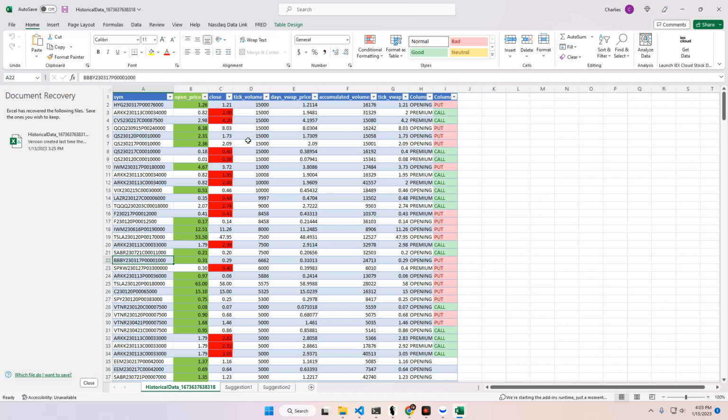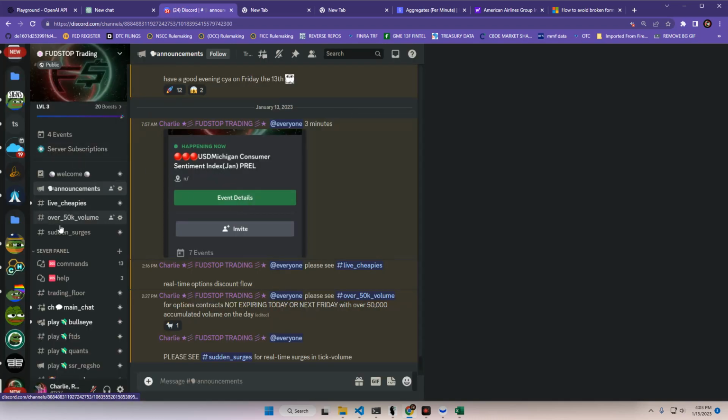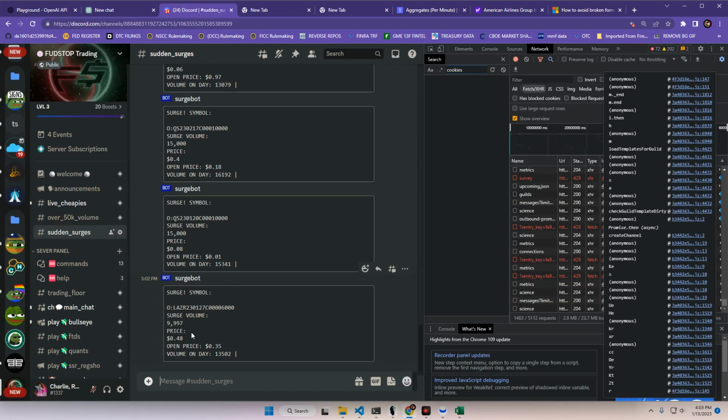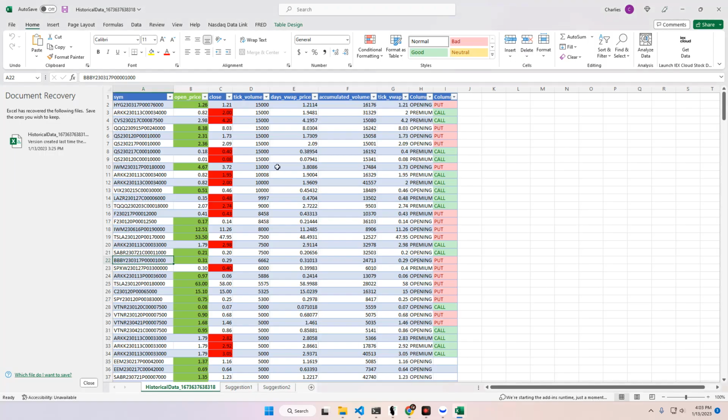If you look at the opening price, let's look in Discord real quick. If it says surge volume 10K, price 48 cents, opening price 35 cents, you could probably assume that they're going to be selling premium on Laser since they bought it all at a premium. Anyways, this should help us tremendously with real-time intraday trading and chop trading.